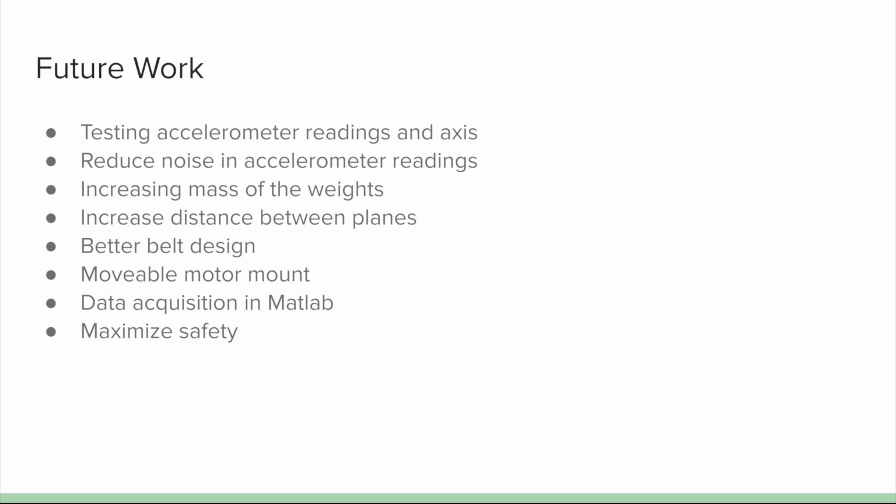We will develop a more accurate belt design. We will design a motor mount that allows the user of the dynamic balancer to easily attach and detach the belt. We will develop a code that enables the data from the NIDAC to output in MATLAB. We will also increase the safety so that the lab can be conducted many times with no issues.